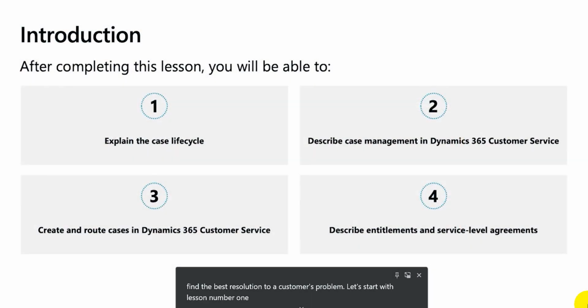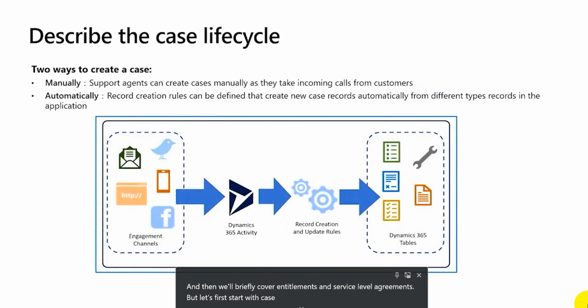Lesson 1, we're going to be exploring the basic functionality of the customer service app in Dynamics 365. And the first thing we're going to be understanding is the case lifecycle. And then we're going to start to describe case management in Dynamics 365 customer service, including working with queues and case routing. And then we'll briefly cover entitlements and service level agreements. But let's first start with case lifecycle. It all starts with the customer raising an issue or a case.